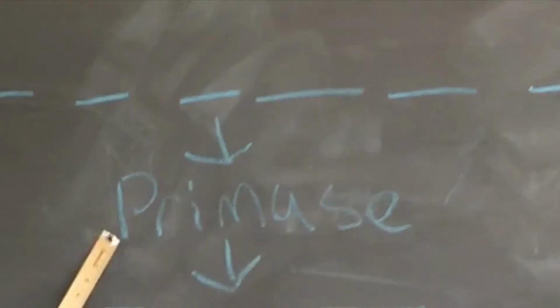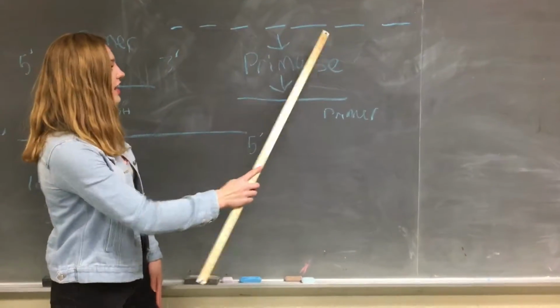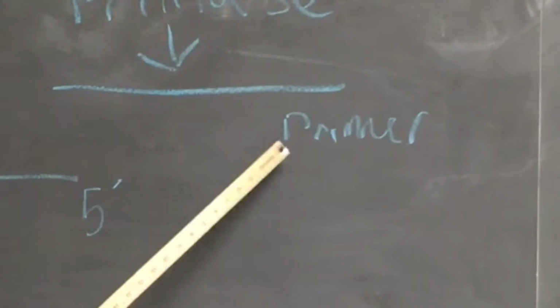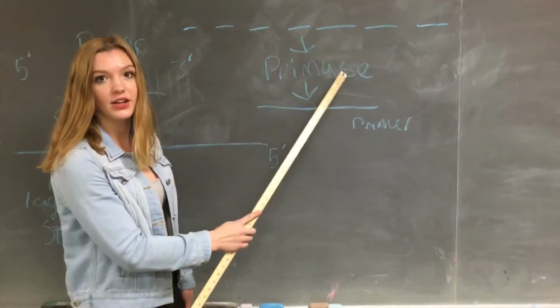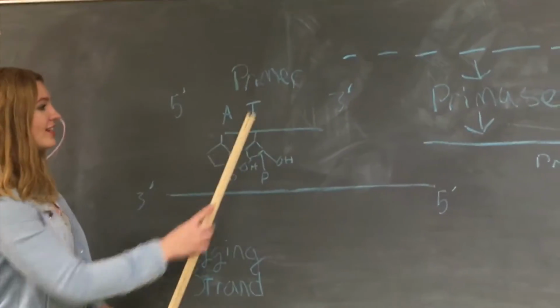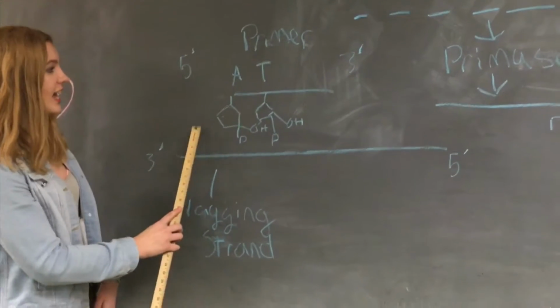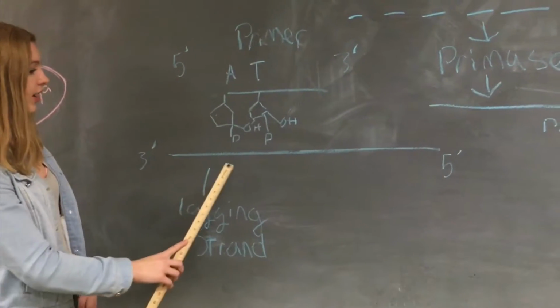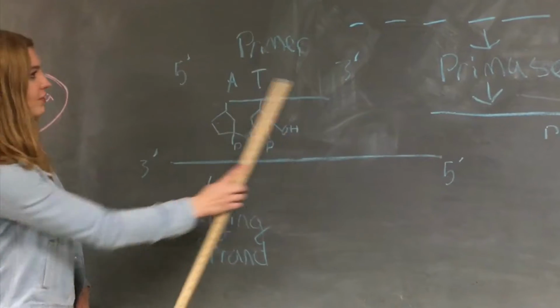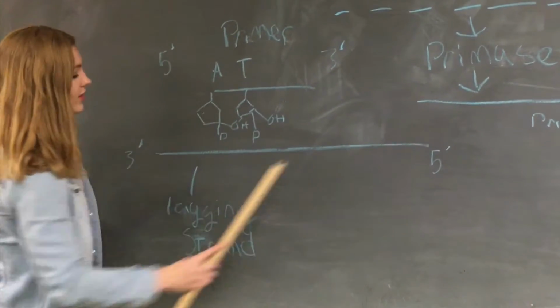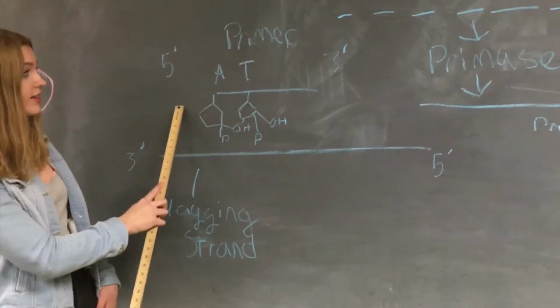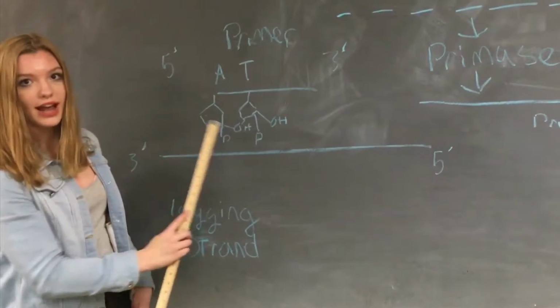Primase is an RNA enzyme that joins nucleotides of RNA together into a primer. The primer can be made up of 5 to 10 nucleotides. The primer initiates a nucleotide chain and is complementary to the template strand. See here, 5' to 3' and 3' to 5'. This is the lagging strand, and this is the primer that will come and attach to it.